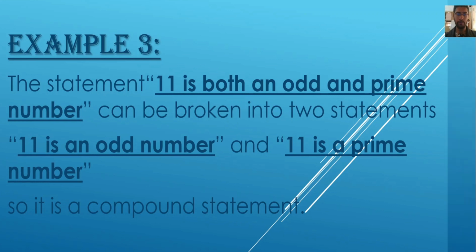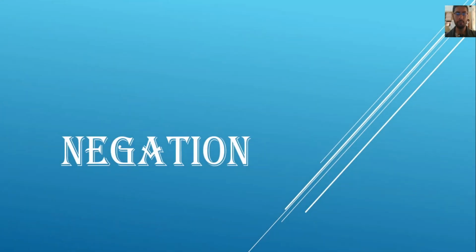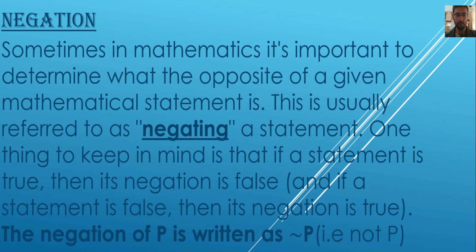Next to it is negation. Negation means simply to negate something. When we talk about negation in mathematics, everything has its opposite. So we want to know the opposite of a sentence, meaning negation of that thing. So negation is simply referred to as negating. If a statement is true, negation will be false. If the statement is false, negation will be true.